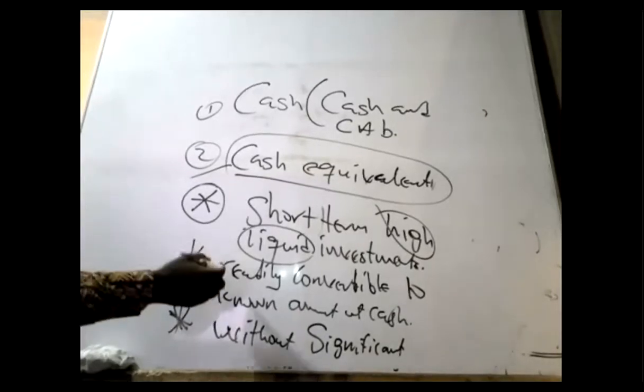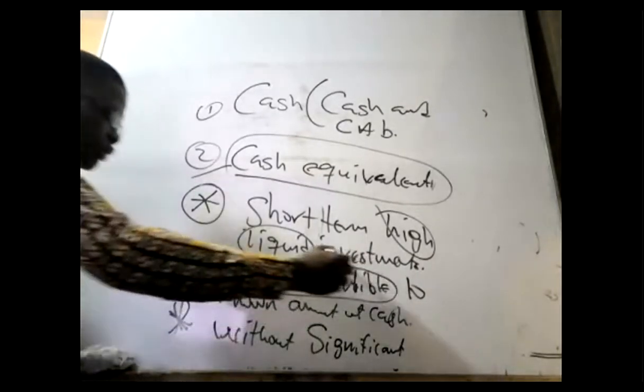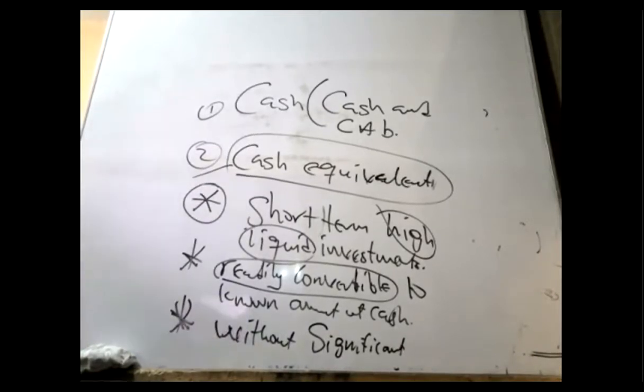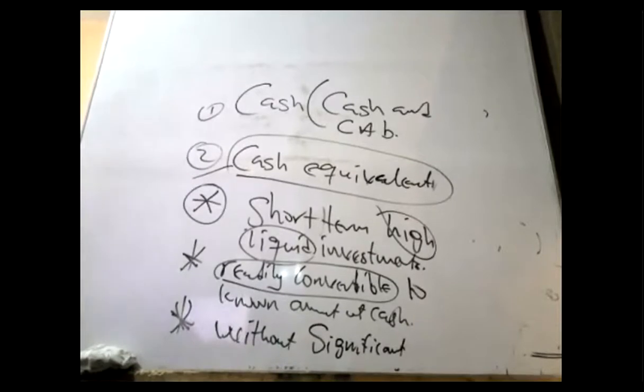And then they are very convertible. If you need it at any point in time, you can liquidate it. At any point in time, you can go for your money. Some of the investments, if the maturity date is not due, you can't go for your money, other than they have to discount it for you. That is not cash equivalent.